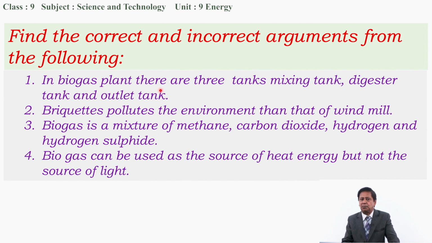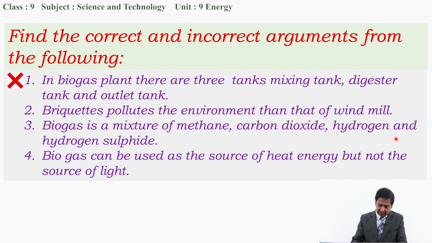First argument, in biogas plant there are 3 tanks: mixing tank, yes; digester tank, yes; outlet tank. What do you think? Not outlet tank, overflow tank. And outlet tank is written here, that's why this option is wrong. Okay, next, briquette pollutes the environment more than that of windmill. Yes, briquette when burns, then carbon dioxide gas produces. If this briquette is non-carbonized briquette, then other than carbon dioxide gas, other gases also produce. That's why the briquette pollutes the environment, but windmill doesn't pollute the environment, because windmill utilizes the blowing air only and there is no pollution, nothing burns, no chemical reaction. That's why this is the correct option.